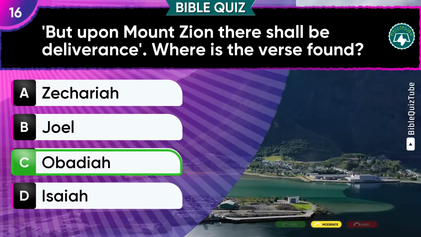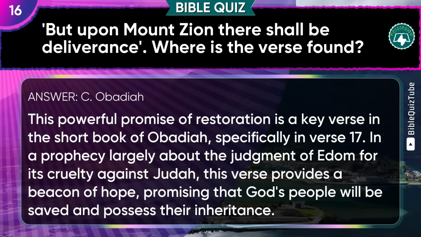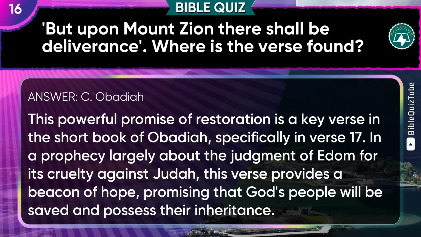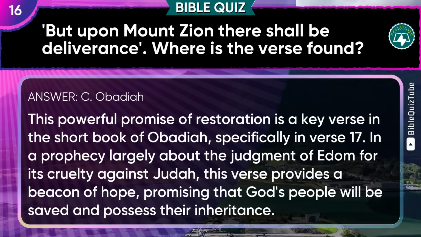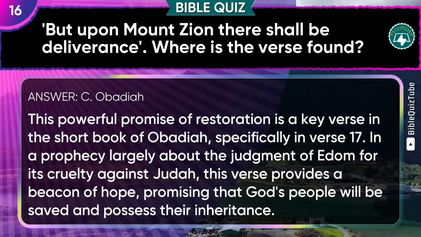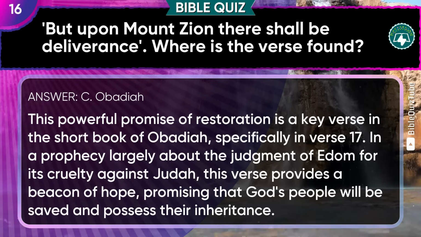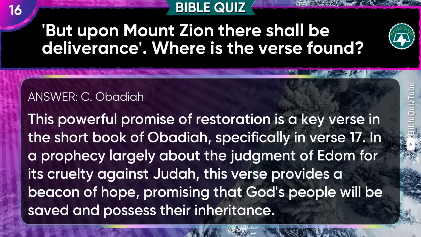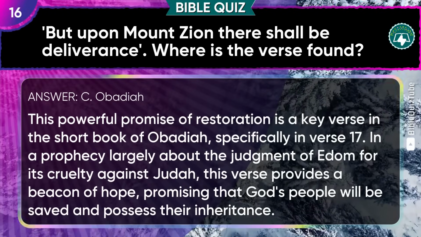You're doing great. C. Obadiah is correct. The explanation. This powerful promise of restoration is a key verse in the short book of Obadiah, specifically in verse 17. In a prophecy largely about the judgment of Edom for its cruelty against Judah, this verse provides a beacon of hope, promising that God's people will be saved and possess their inheritance.